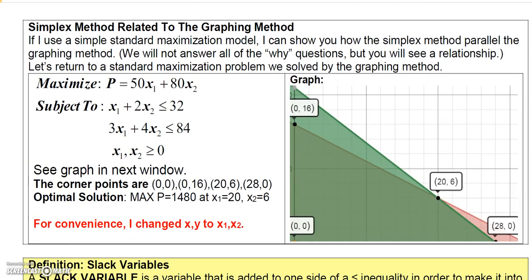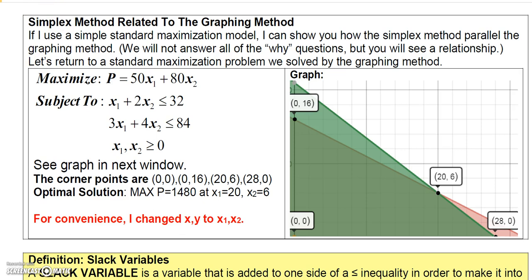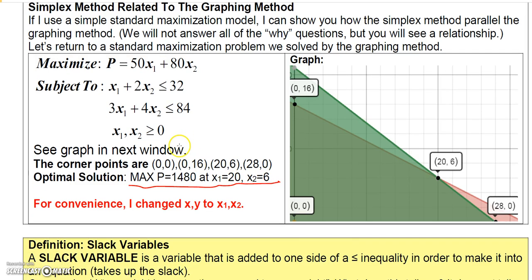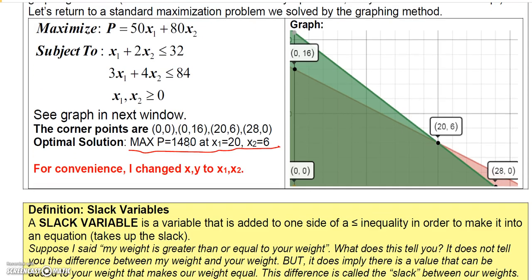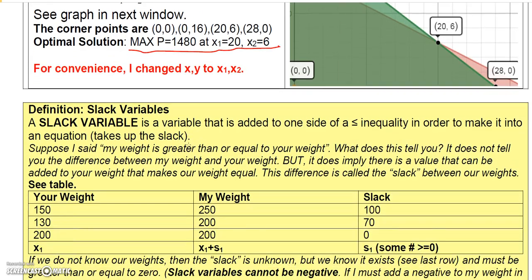Let's relate the simplex method to the graphing method here. Let's take this problem, P equals 50x1 plus 80x2, subject to these constraints. Earlier we solved this problem by graphing, and we saw that the corner points were (0, 0), (0, 16), (26, 28, 0), and that the optimal solution was a maximum of 1480 at x1 equals 20 and x2 equals 6. Now I want to show you how this simplex method is going to relate to the graphing method.